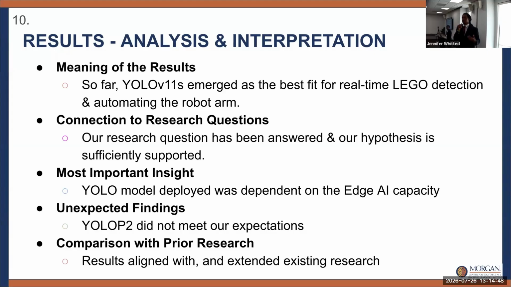And Abdullah already touched upon it a little bit, but one of our unexpected findings was that the YOLO P2 architecture was actually one of our worst models. Usually, the research paper said it was the best at detecting small objects, but we probably have to take more into consideration the data set quality, and maybe P2 isn't the best when it comes to classification as well.